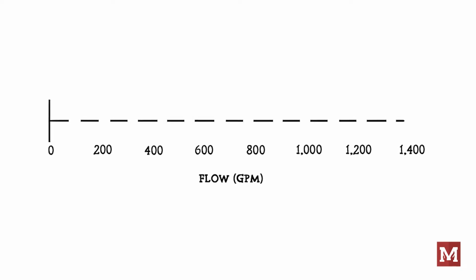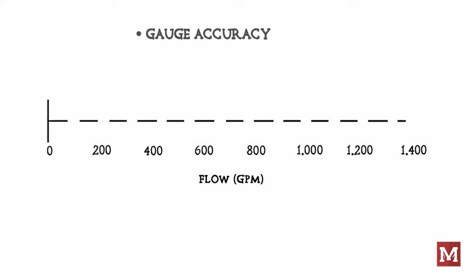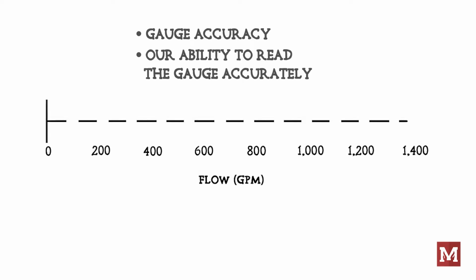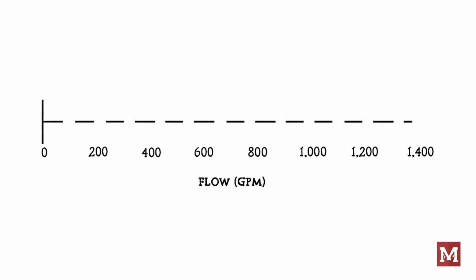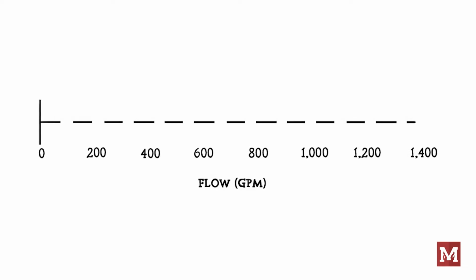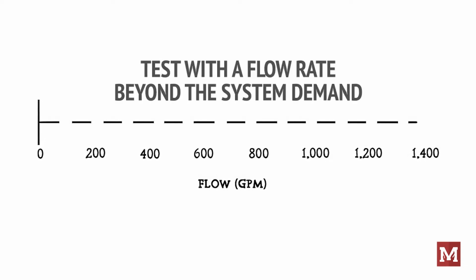Sources of error in a hydrant flow test include the gauge accuracy, our ability to read the gauge accurately, and gauge position and placement, among many other facets of the measurement process. One way we help combat these sources of error and give us more confidence in the results is to test with a flow rate that is beyond the flow demand of the system that we're working with.